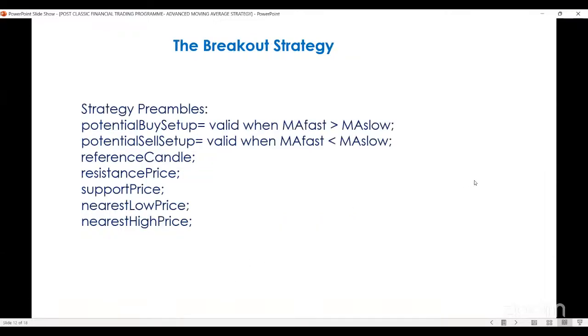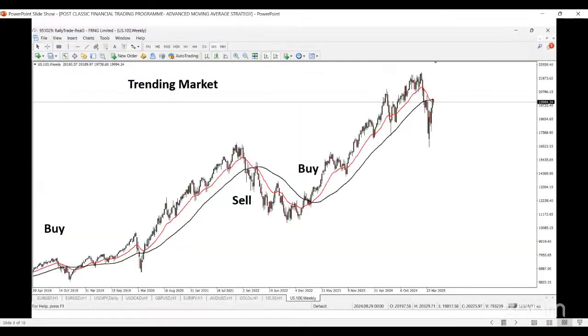Now, let's quickly look at the preambles. There's what we call potential buy setup, which is when the fast period is above the slow. And potential sell setup is when the fast period is below the slow. When I say fast period is above the slow, it means that in this case, when you see this buy, the fast period, which is the red, is above the slow one. I don't have the arrow here, because I'm not on the chart.